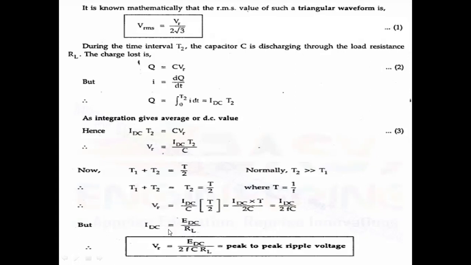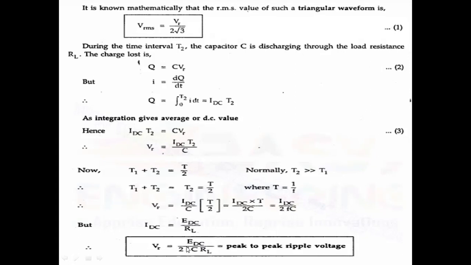And substitute this IDC in the equation for VR. VR is equal to EDC by 2FC into RL. So this is the peak to peak ripple voltage. VR is the peak to peak ripple voltage. This is the VR value.